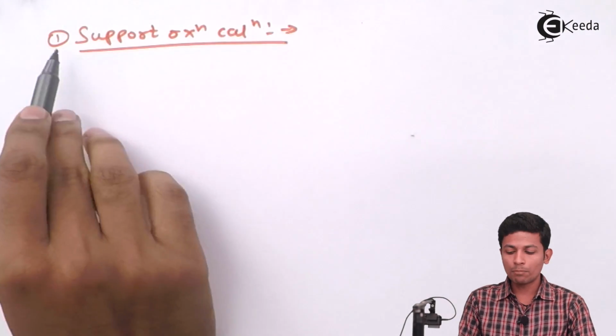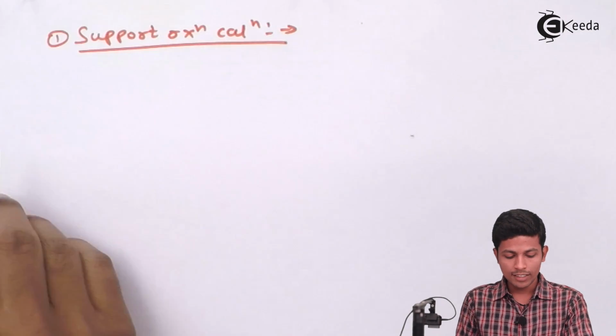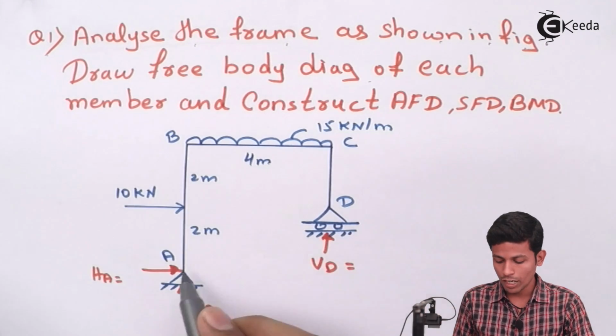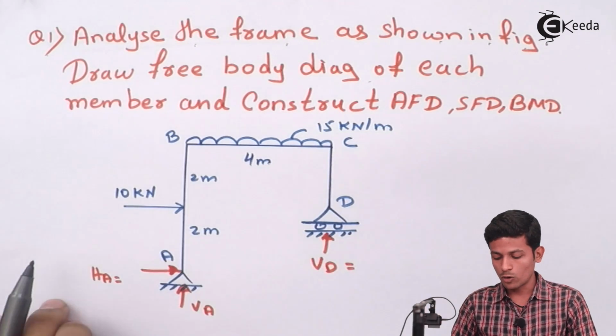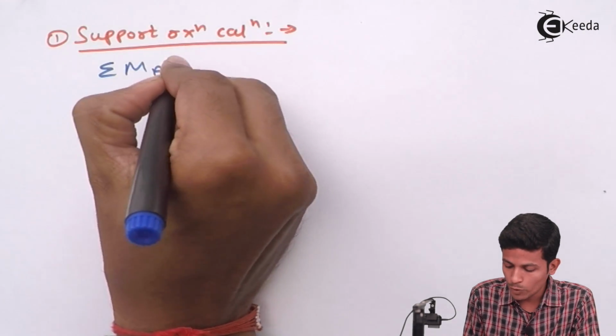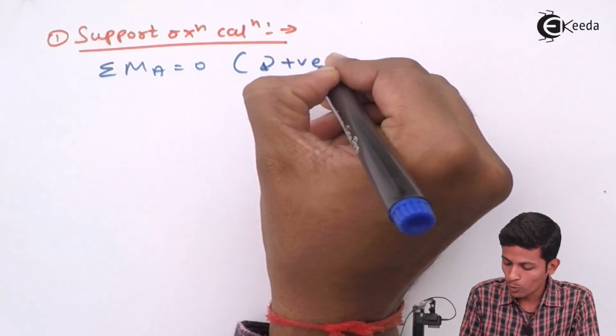Our first part will be support reaction calculation. In support reaction calculation we have to find this value VD, so we have to take a moment over here. Now taking moment at A equal to 0, always write the sign convention, clockwise positive.